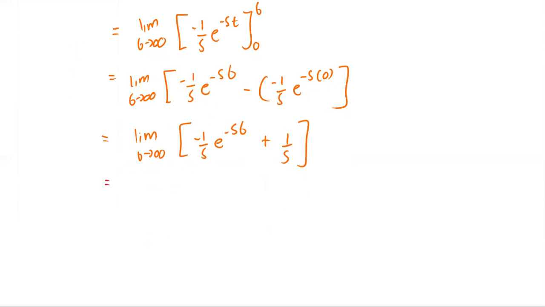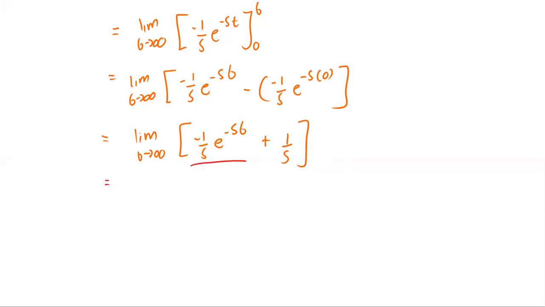Well, what's the limit as b approaches infinity of this? Well, if we assume that s is positive, then negative s times b is negative, right? Because remember that b is taken as going from 0 to infinity, so at least it's non-negative. So again, assuming s is positive, minus sb is negative, and as b goes to infinity, that means the exponent of the exponential is getting larger in the negative direction.